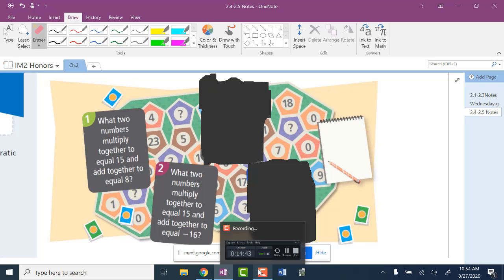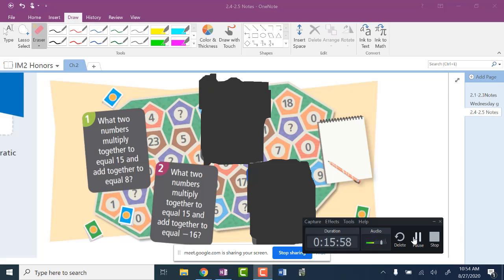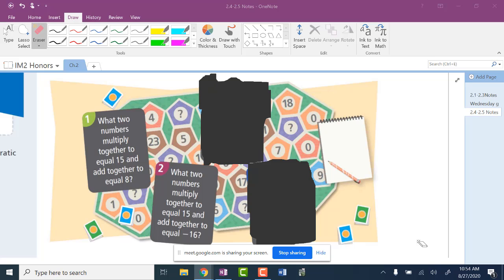What multiplies to 15, but then adds to be negative 16? Interesting. Nice, Carolina, negative 1 and negative 15. Yes, this is cool. A few others chimed in, but Carolina got there first, I believe.